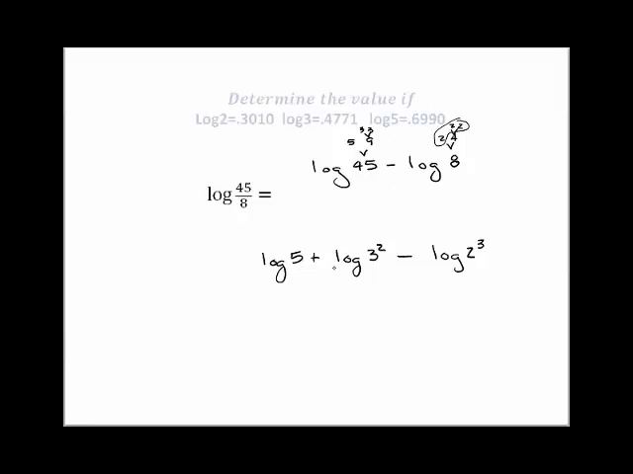Okay, log of 5 plus log of 3 squared. We're not done yet, are we? We can break this down a little bit further. Log of 5 plus 2 times the log of 3 minus 3 times the log of 2. All right, now we've got it all broken down.